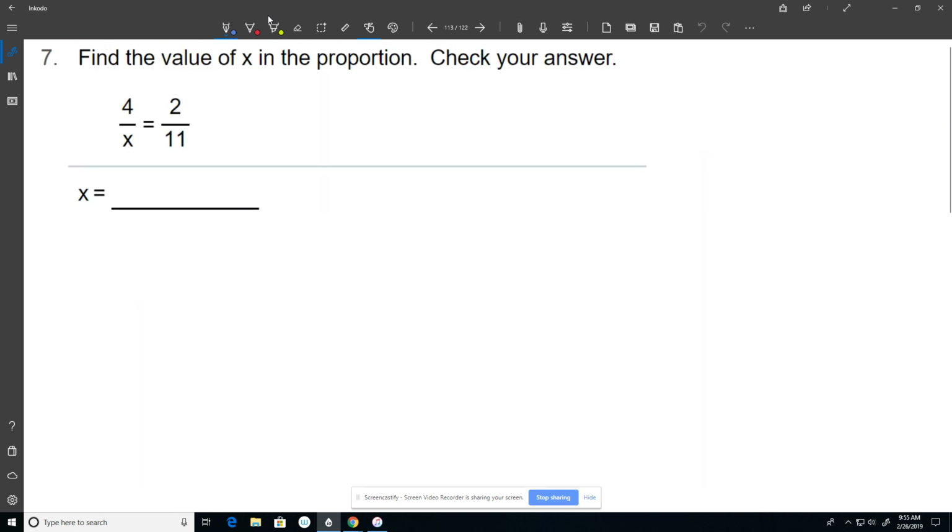All right, 7. Find the value of x in the proportion. You can cross multiply 4 times 11, which is 44, and then divide by 2 and get 22. That's one way to solve it. The other one is just looking at the proportion. To go from 2 to 4, I have to double my number. So to go from 11 to x, I also have to double 11, which is just 22. Either way, you get the same answer. That should be a no-brainer.